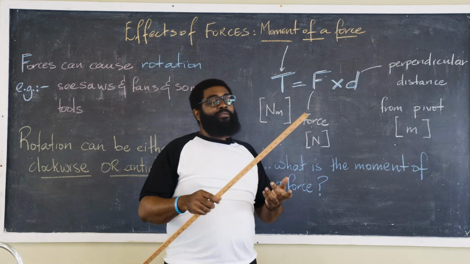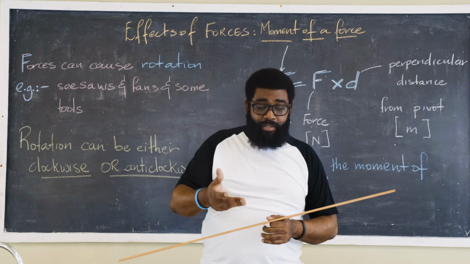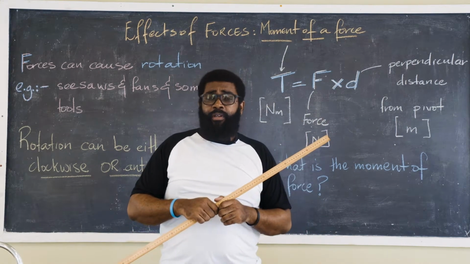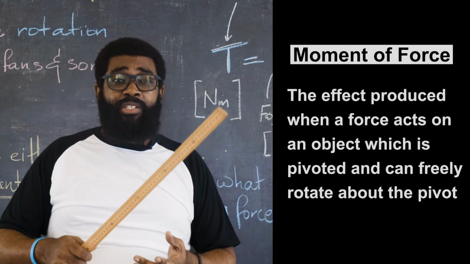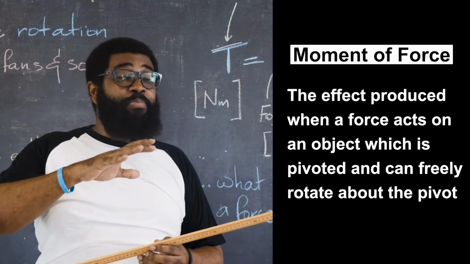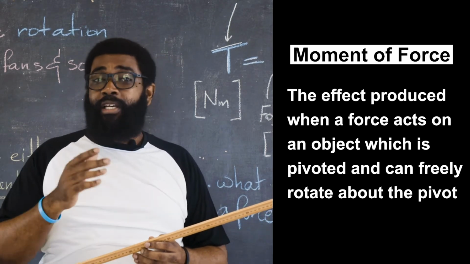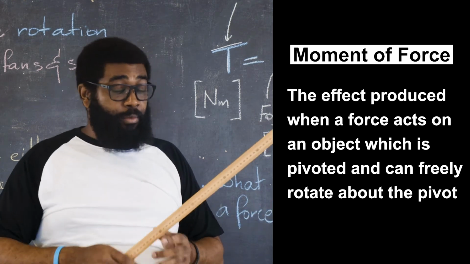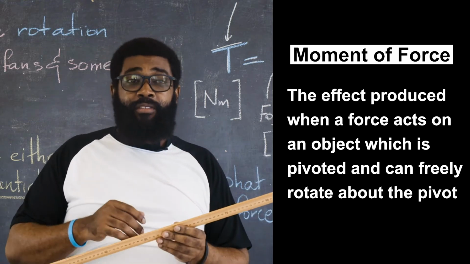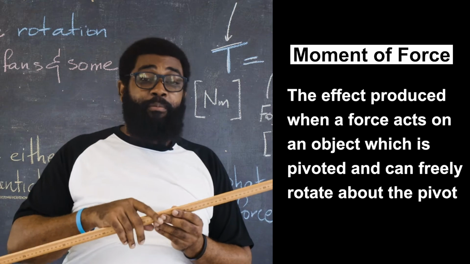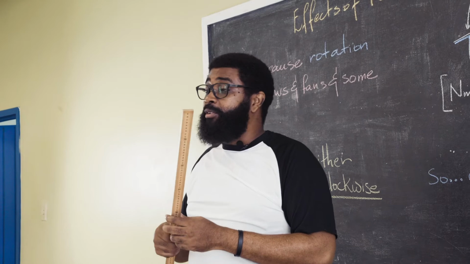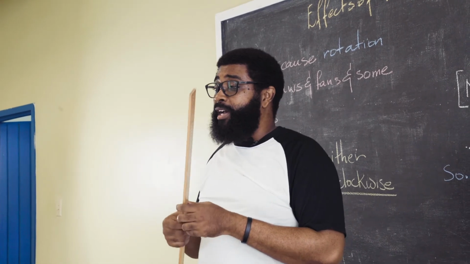Now, this brings us to a final point before we move on to something else. What exactly is moment of force? Now, the moment of force is simply the rotation or the effect produced when a force acts on an object which is pivoted and can freely rotate about the pivot. Let me go over that again. The moment of a force is basically the effect a force has on an object which is pivoted and can freely rotate about that pivot. Now, the effect, as you probably have figured out, is rotation. And that rotation will have a direction, and it will also have units.